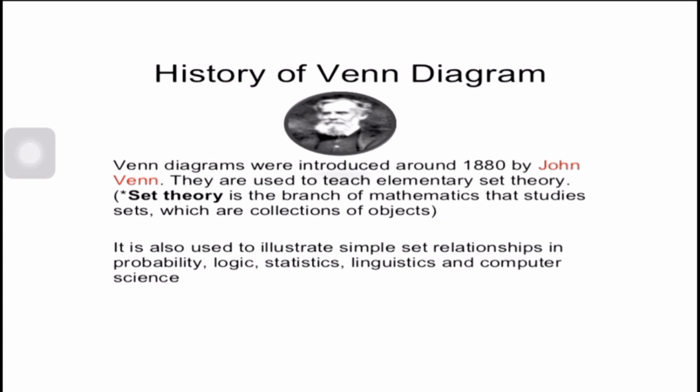The simple closed figures used to represent sets are called Venn diagrams. Venn diagrams were first named after the English mathematician John Venn. These diagrams were also used by Leonhard Euler, a great Swiss mathematician. So they are called Venn-Euler diagrams or Venn diagrams. They are also used to illustrate simple set relationships in probability, logic, statistics, linguistics, and computer science.